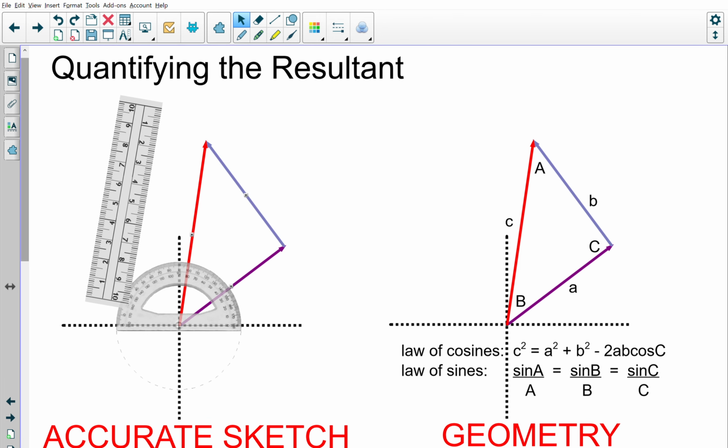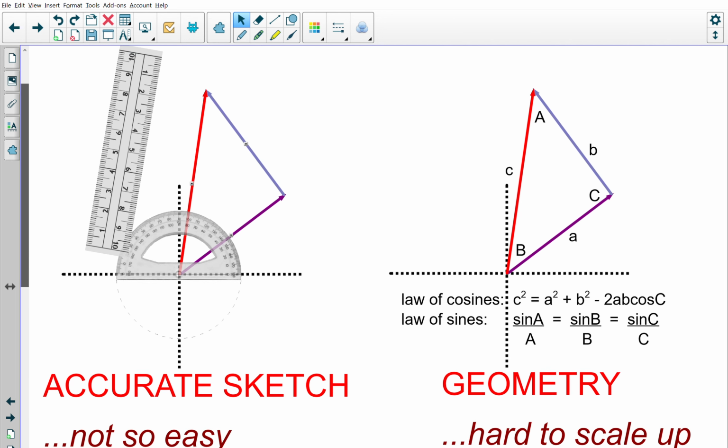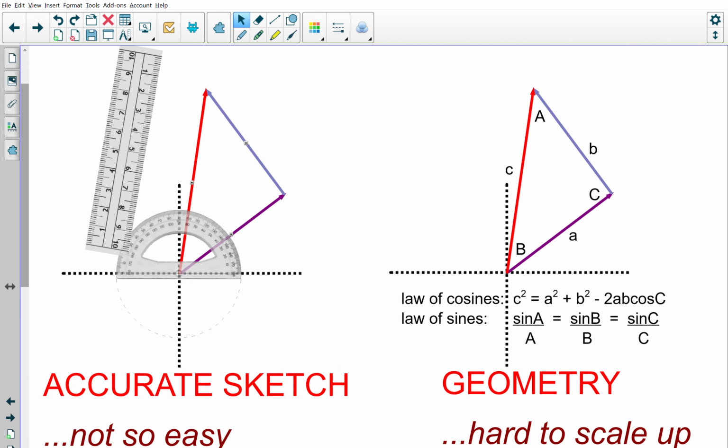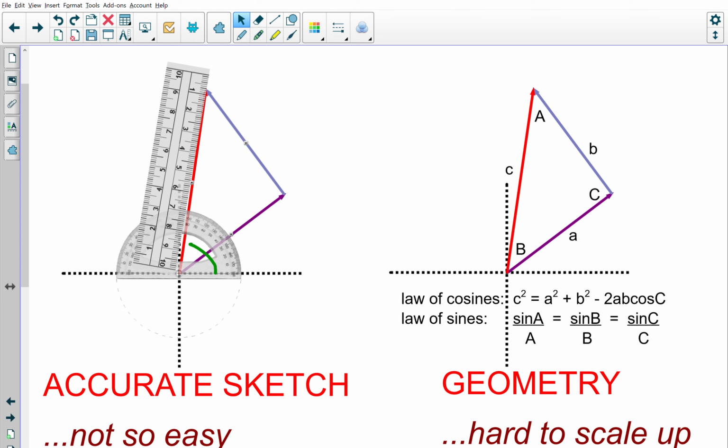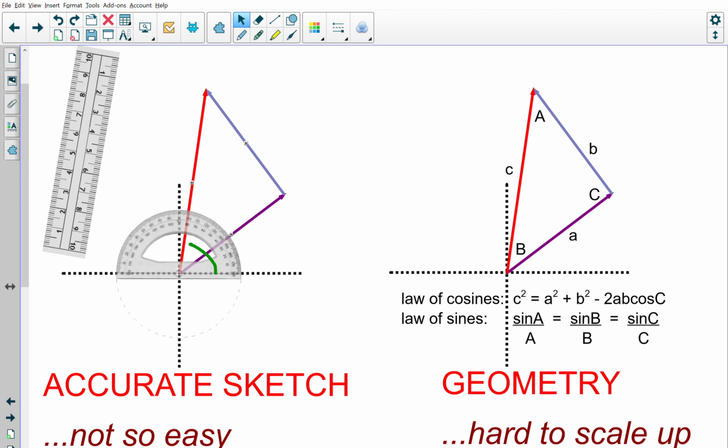One method is an extremely accurate sketch. We might even call it an accurate sketch. Of course, that is not so easy to do because it depends on your art skills. And there tends to be some sort of error there when you're measuring and drawing. So what you could do here is draw this very carefully, and then measure this angle and the length of that red arrow there, that's that resultant. We had it on the other page as well. I think we had it bright green. And then you can figure out the magnitude and the direction.